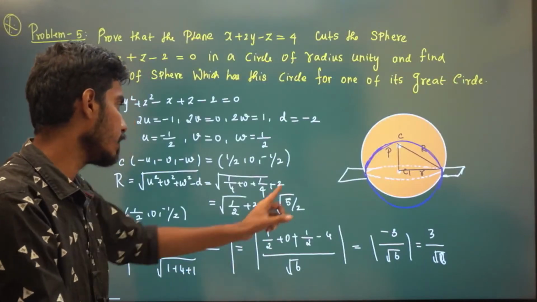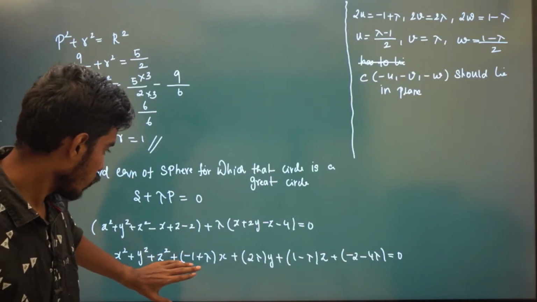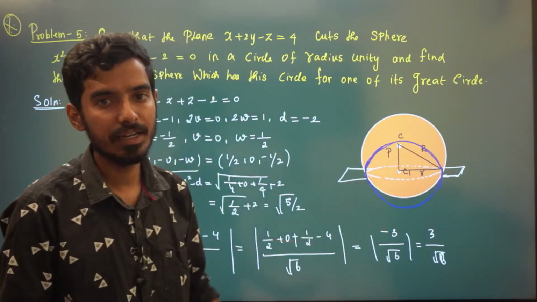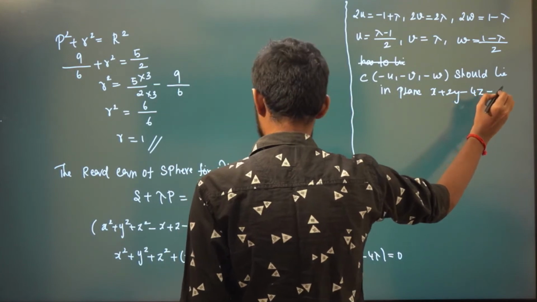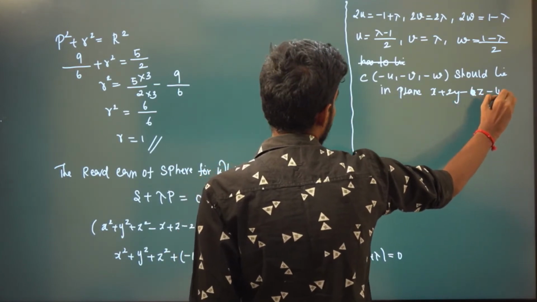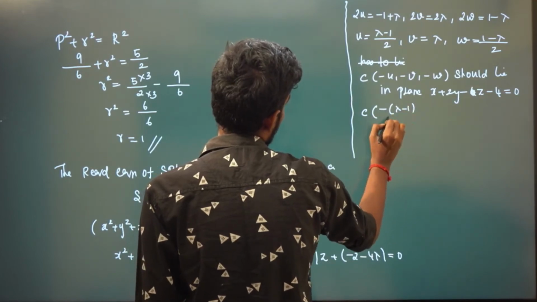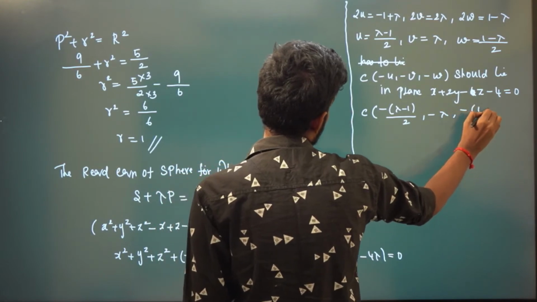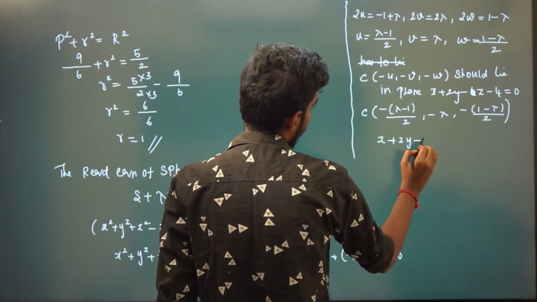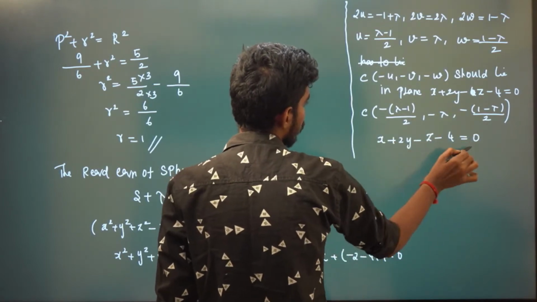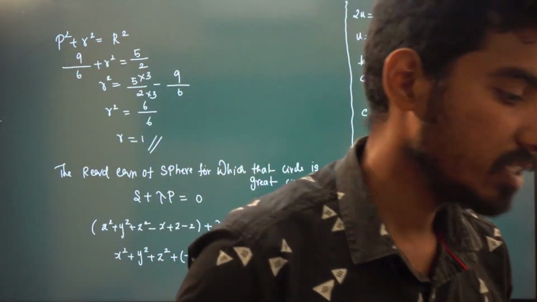This is the equation of the sphere you need to find. To find lambda, what you have to do is find the center of this. You say that the center has to lie in this plane, then only it will be a great circle, right? It should lie in the plane x plus 2y minus z minus 4 is equal to 0. Now what is the center? The center is minus of lambda minus 1 by 2, minus lambda, minus of 1 minus lambda by 2. Now substitute this in the plane x plus 2y minus z minus 4 is equal to 0. Find the value of lambda. After finding lambda, substitute this lambda here. That is the equation of the sphere for which this circle is a great circle.